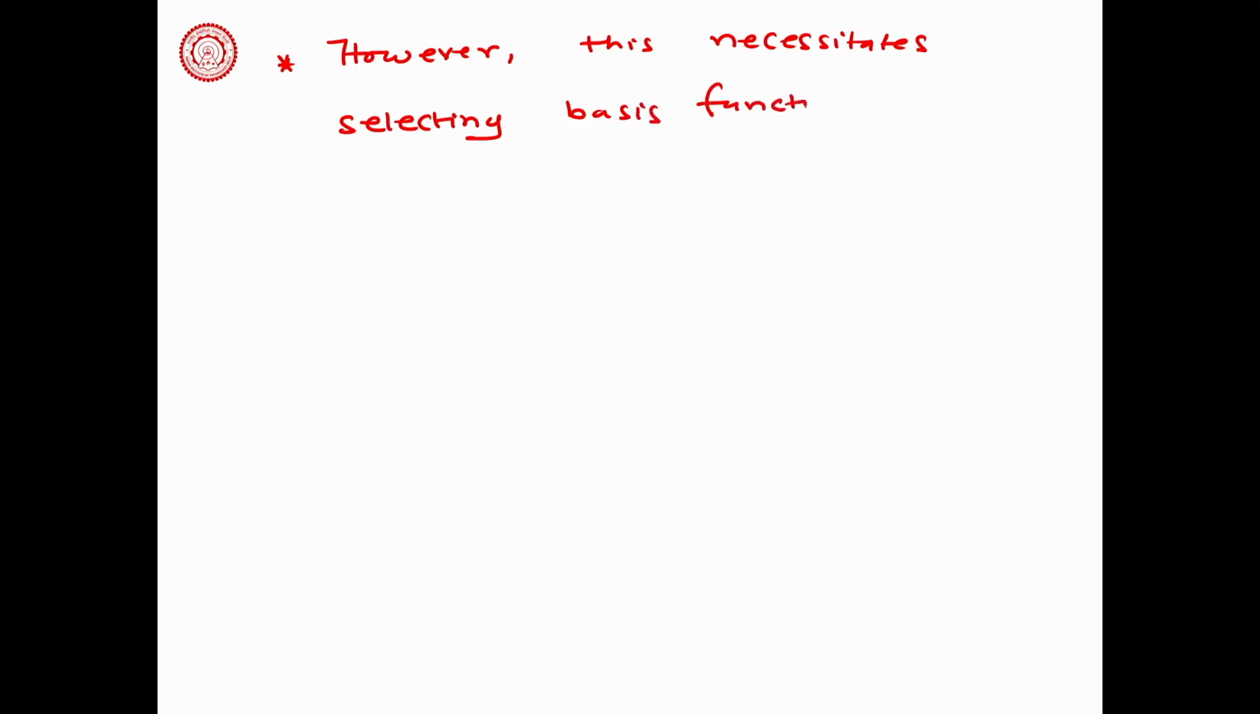However, this necessitates selecting basis function, which is what we wanted to avoid at the beginning, right. But then why did I discuss it? Because there is one variant of this which is very useful and people have been using it, which is the spectral low rank GP.